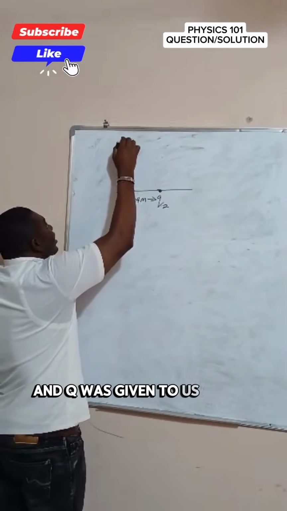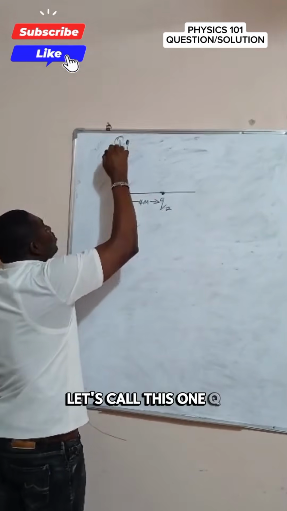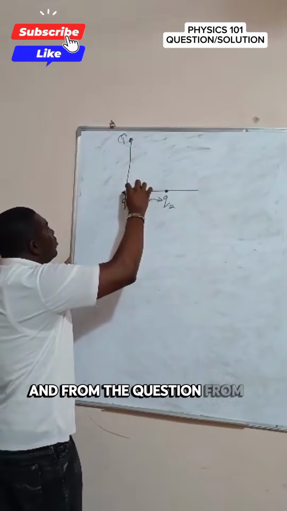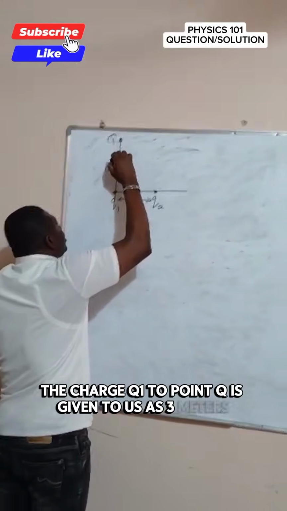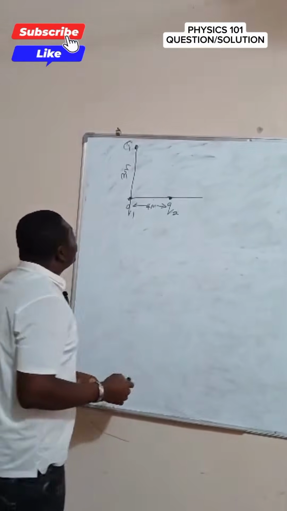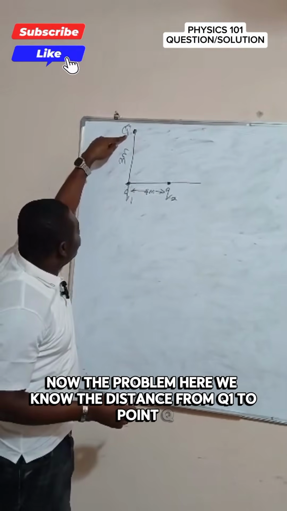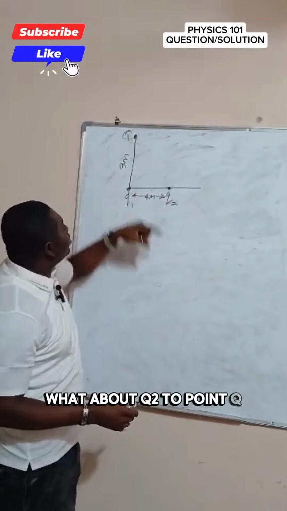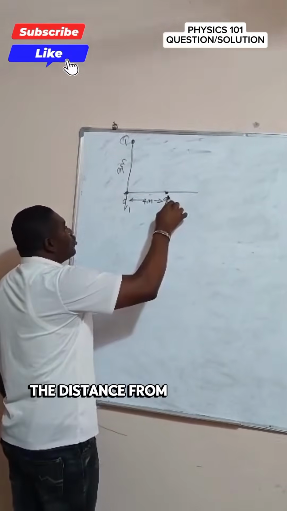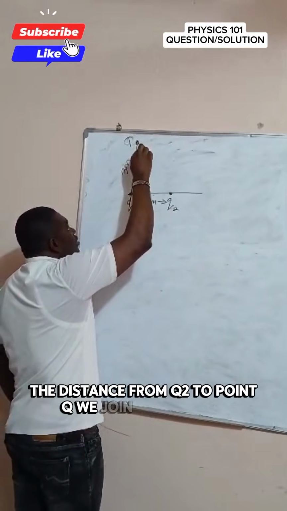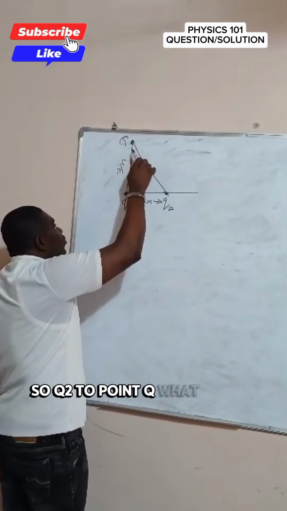And Q was given to us along the y-axis. Let's call this one Q. And from the question, the distance from charge Q1 to point Q is given to us as 3 meters. Now, the problem here is we know the distance from Q1 to point Q. What about Q2 to point Q? For us to get the distance from Q2 to point Q, we join here to here. So what is now the distance from Q2 to point Q?